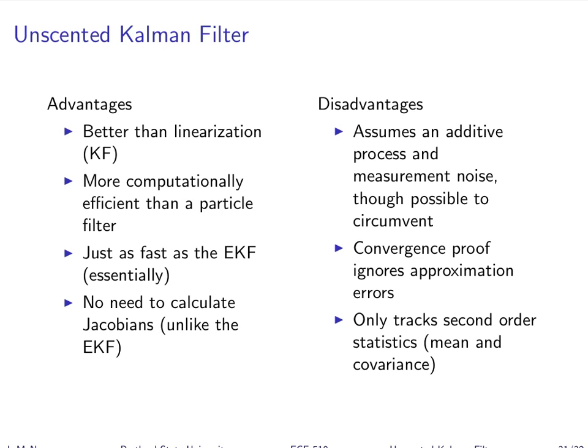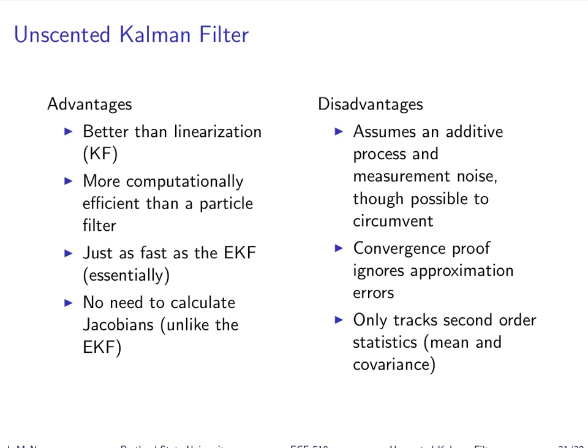So generally speaking, the Unscented Kalman filter is a really good tool. It's better than linearization. It's just as fast as the EKF. It's much more efficient than a particle filter. It's good for real-time applications, and you don't have to worry about these Jacobians. There are some disadvantages. It assumes you've got additive process and measurement noise. There are ways to circumvent that, but at the cost of more computation.